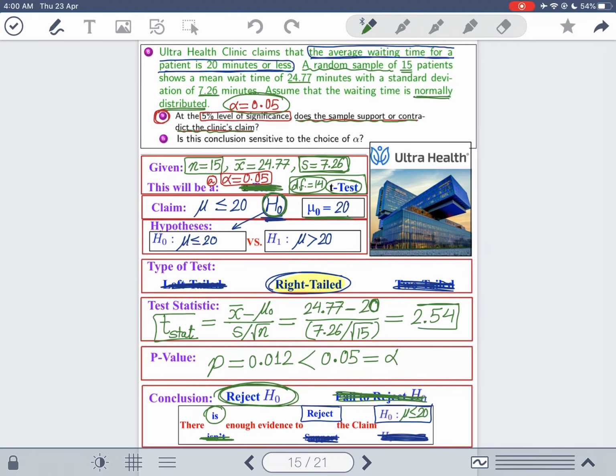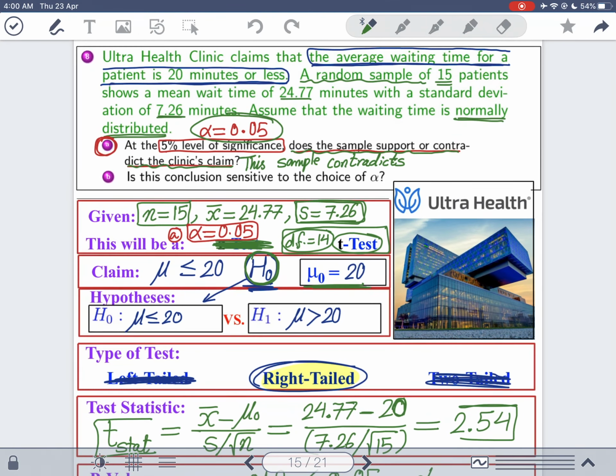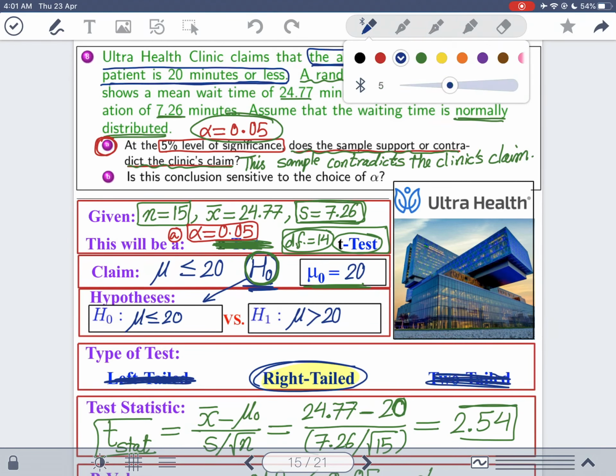So does the sample support or contradict? You'll say, let me write it here big, this sample, the one that we chose, contradicts the clinic's claim. So you can tell the clinic, I'm sorry, but my statistics is showing me that what you're claiming is not accurate. Okay, good. Now what is part B?